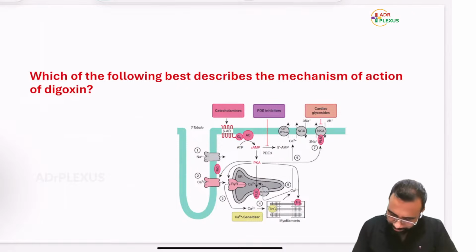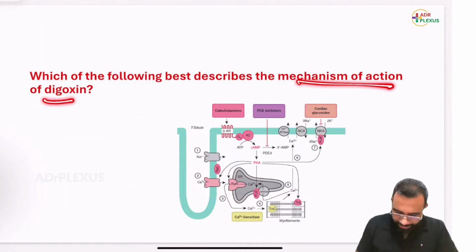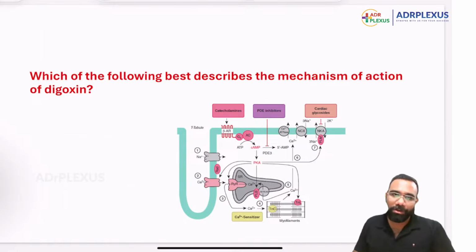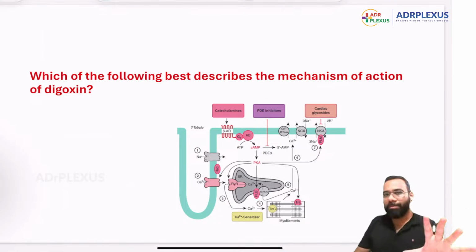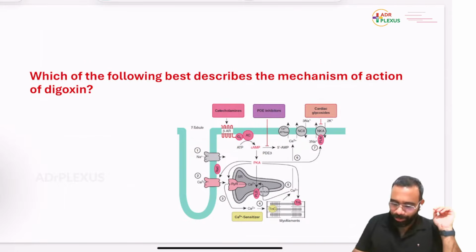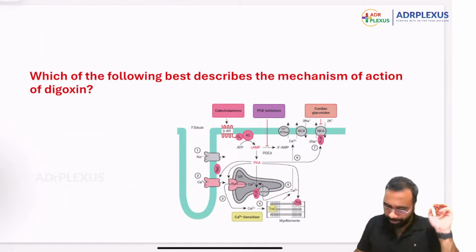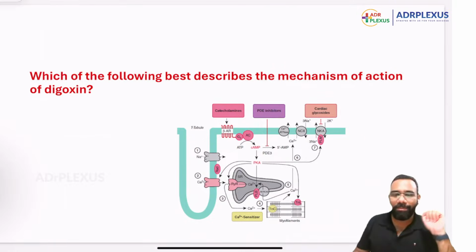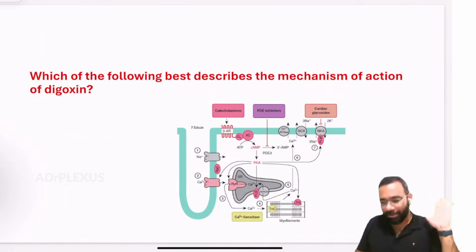Now, which of the following best describes the mechanism of action of digoxin? Again, I told you digoxin and amiodarone are two very, very important topics for both NEET and INI. I told you many questions are asked about digoxin, but this picture was not asked in the exam. That's what I mentioned, if you can remember that statement I gave in the class. Now the picture has been given.